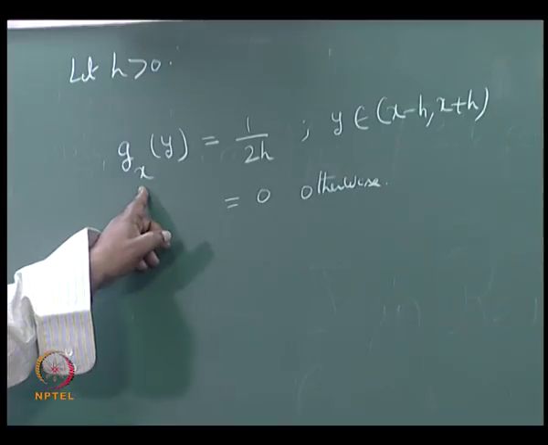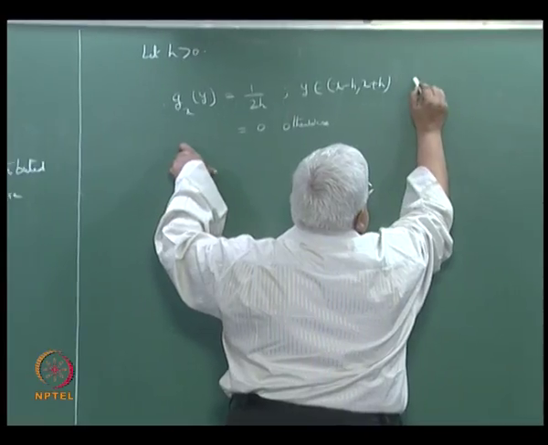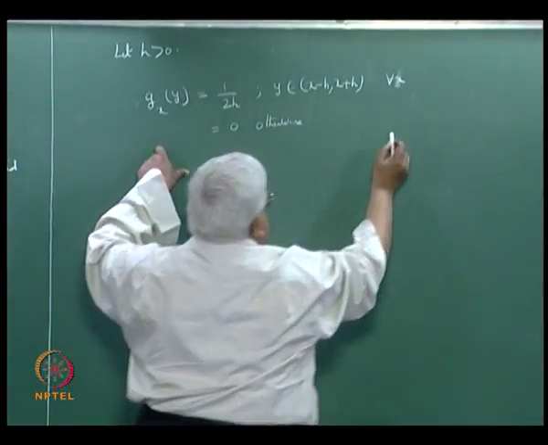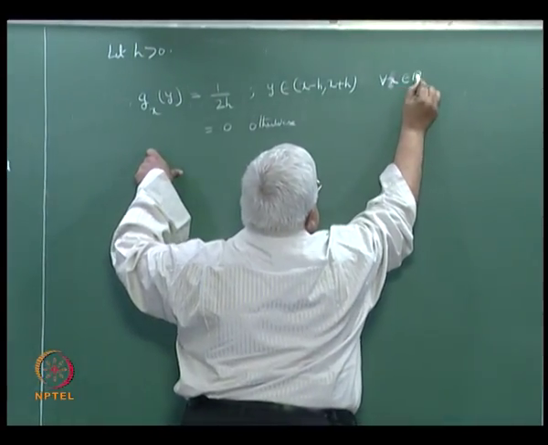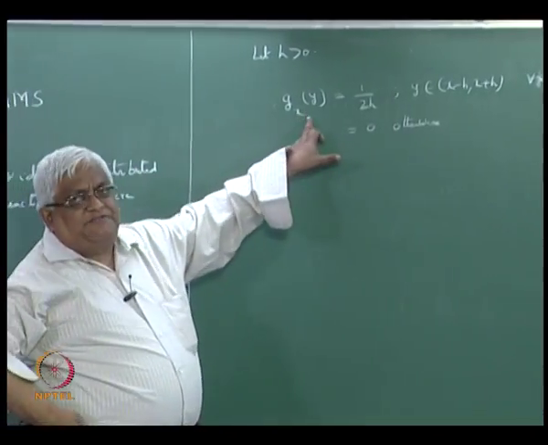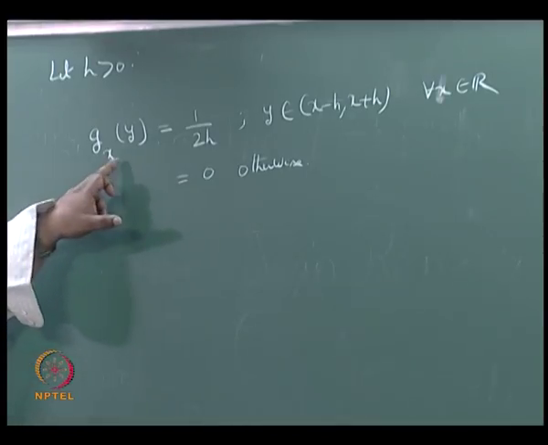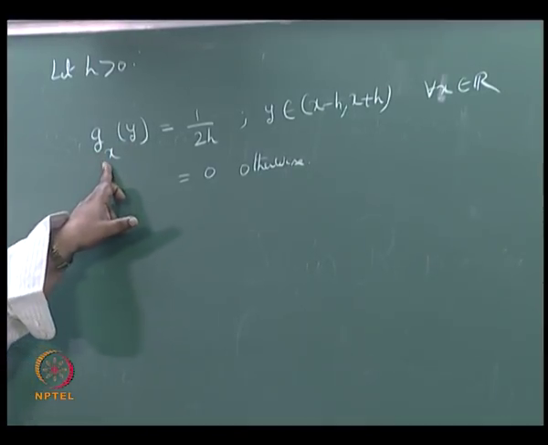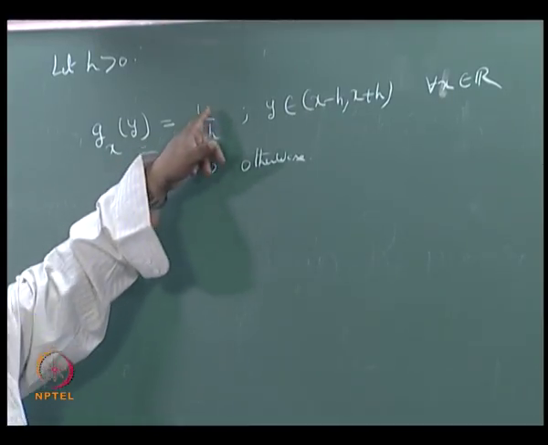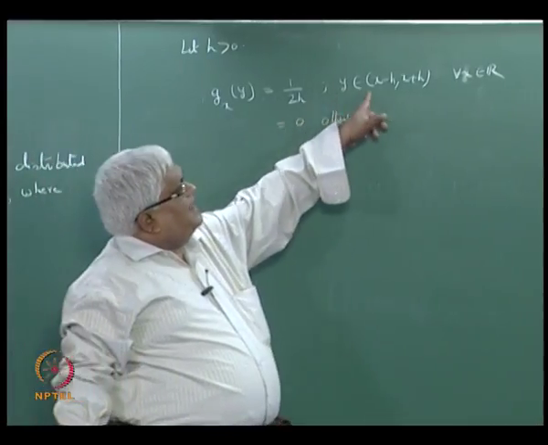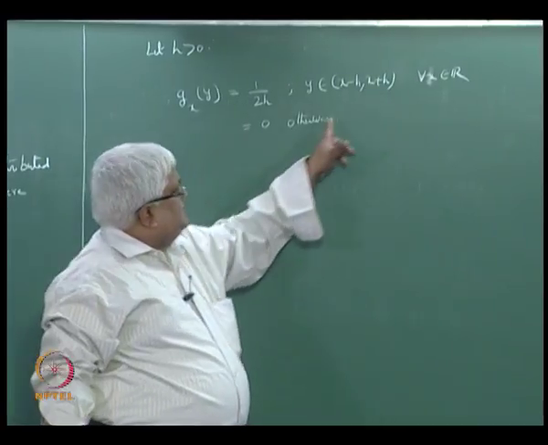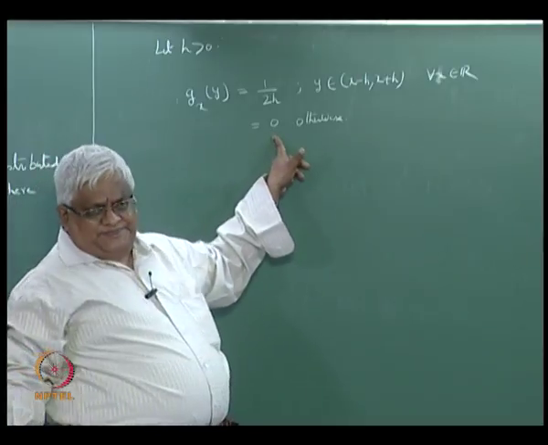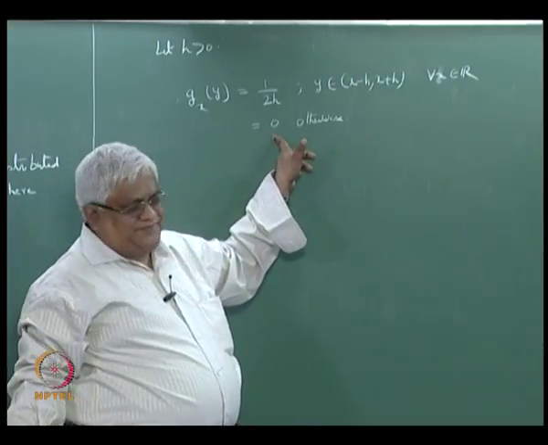Now for every x belonging to R, you can define this function g of y, which is dependent on x. This function takes the value 1 by 2h if y lies between x minus h and x plus h, and if y does not belong to this interval, it takes the value 0.